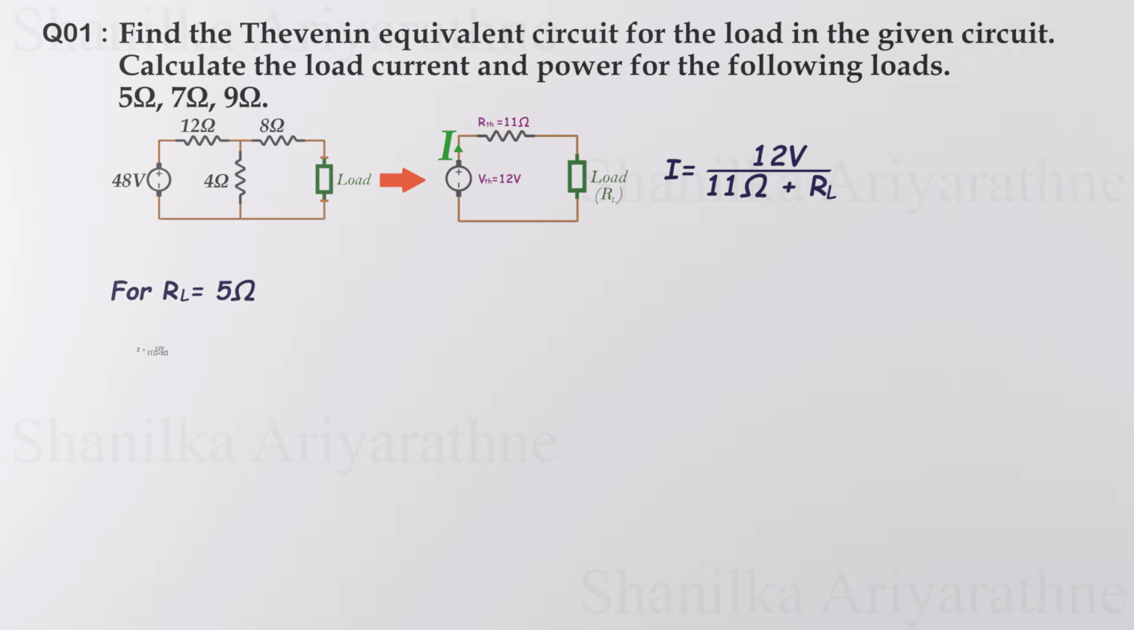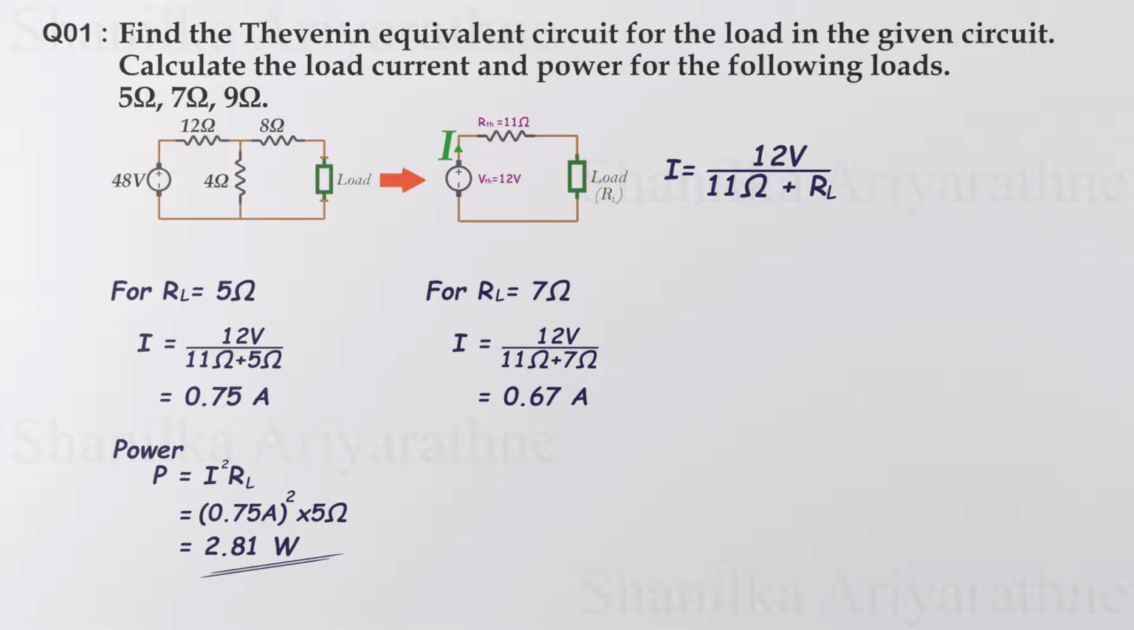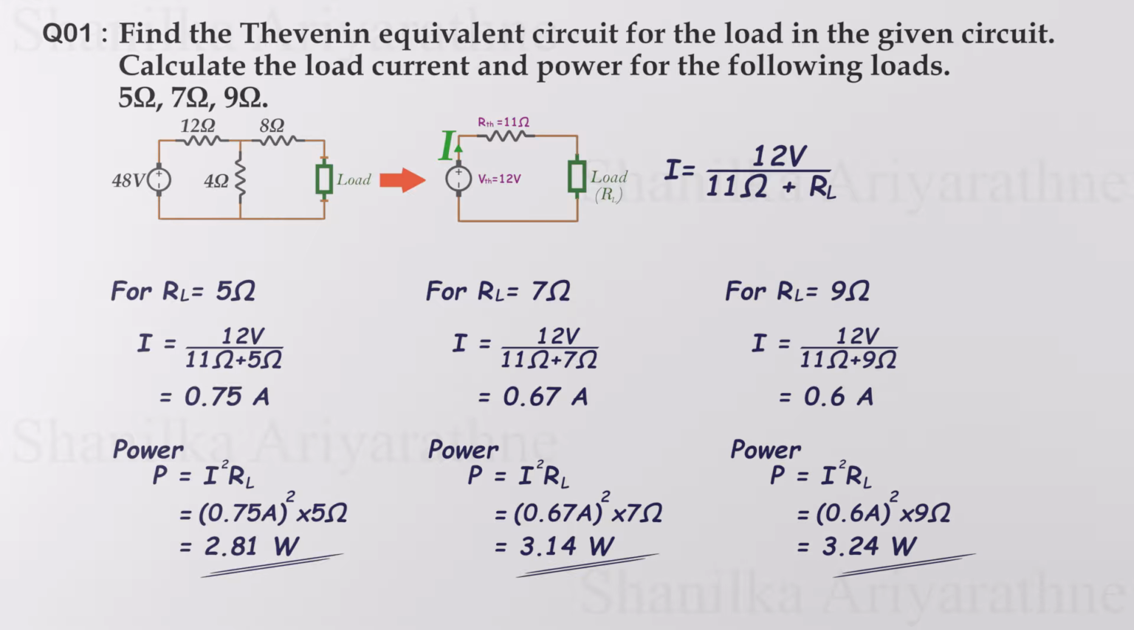For 5 ohm load, the load current is 0.75 amperes. The load power is 2.81 watts. For 7 ohm load, the load current is 0.67 amperes. The load power is 3.14 watts. For 9 ohm load, the load current is 0.6 amperes. The load power is 3.24 watts.